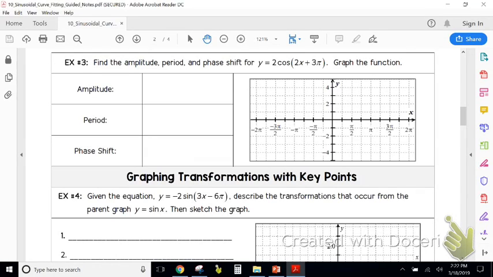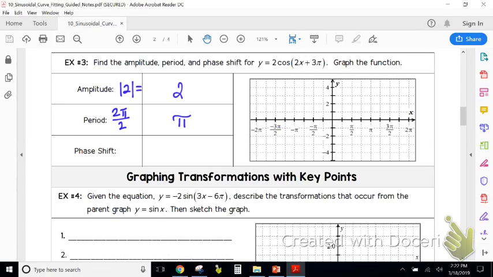All right, example 3 says find the amplitude, the period, and the phase shift for that equation there and graph the function. What is our amplitude? 2. Okay, great. And I'm going to write that down so we remember. What is our period? 2 pi over 2, so pi.